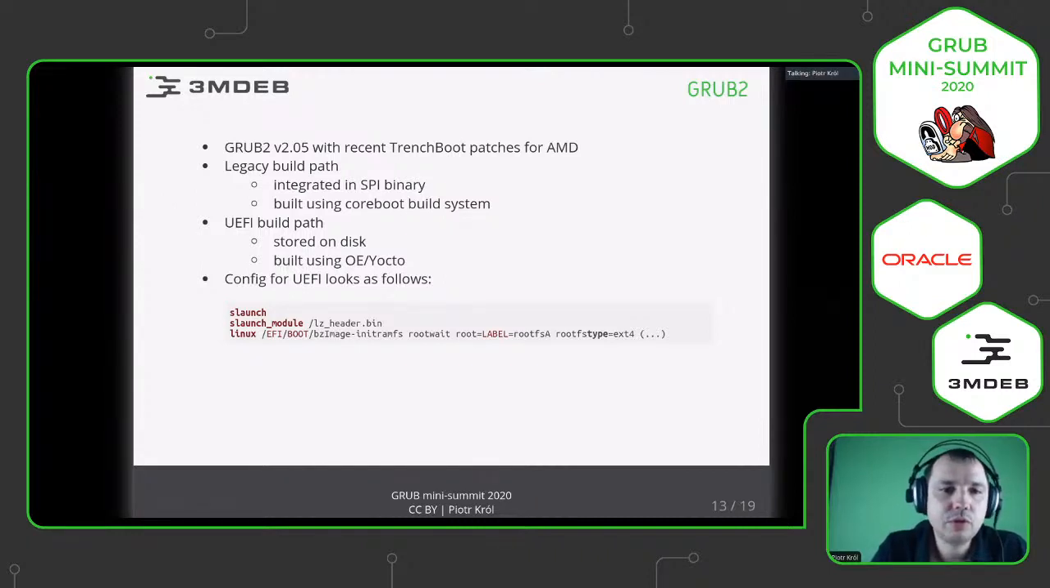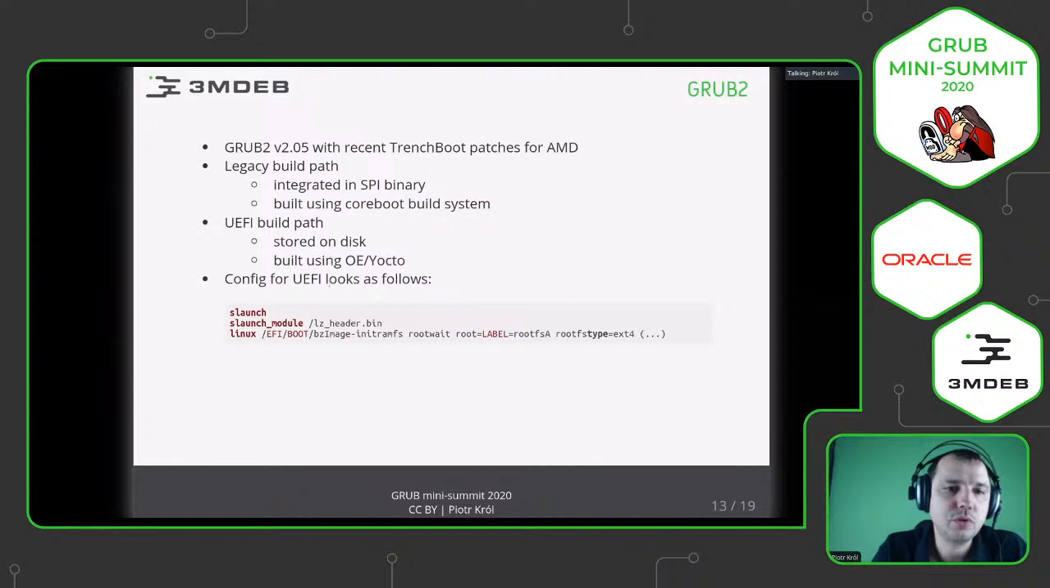For the GRUB2 component in our software stack, right now we have an unstable 2.05 version with the patches which were published. You can get those on the mailing list.